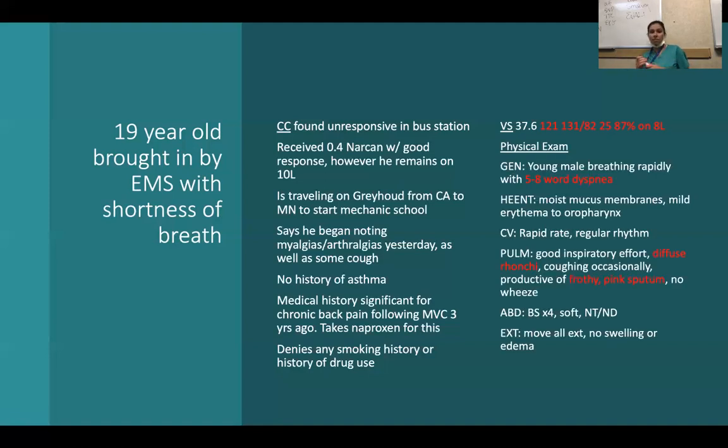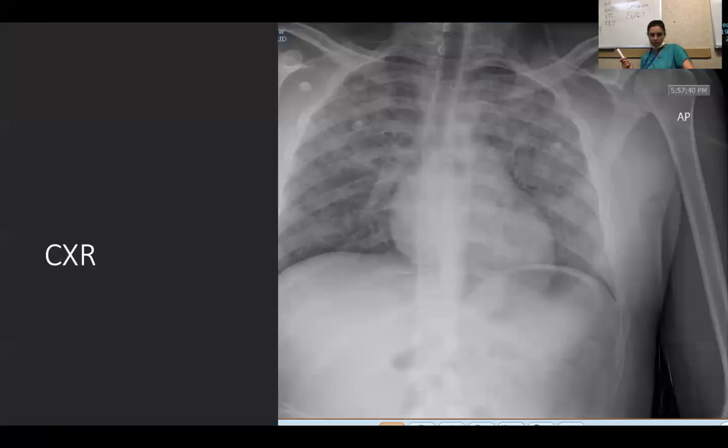His physical exam, he's young, he's breathing visibly rapidly with about 5 to 8 word dyspnea. Head, ears, nose, eyes, and throat are unremarkable. He's got the rapid rate, but a regular rhythm. His pulmonary exam is significant for diffuse rhonchi and a cough that's occasionally productive of this frothy pink sputum stuff. No edema in his extremities. And then this is his chest x-ray when he came in.